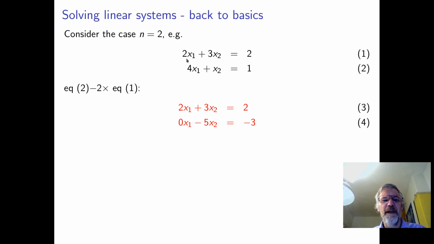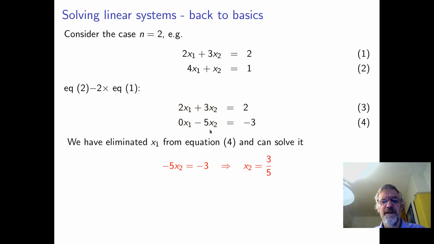So I can do that by subtracting twice equation 1. So that I get 4x1 and subtract it, leaving 0x1. And then, of course, what that does here is subtract 6x2 from that, giving us minus 5x2. At this point, we've more or less got the answer, because minus 5x2 is minus 3, gives us x2. And then if we've got x2 and we put it in there, then it's easy to get x1. So x2 is 3 over 5.